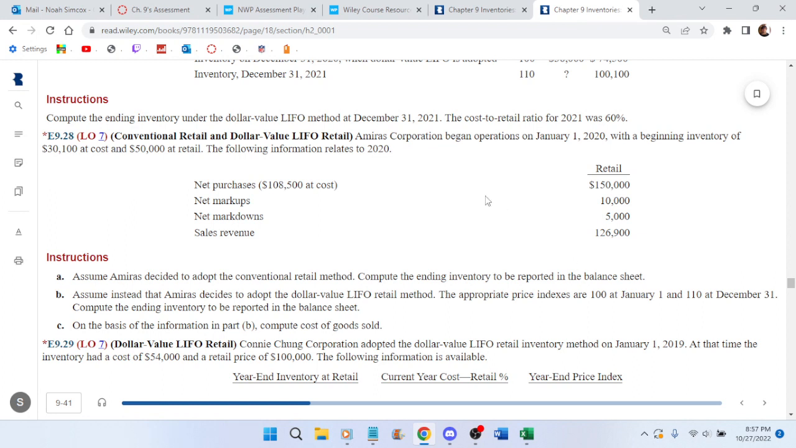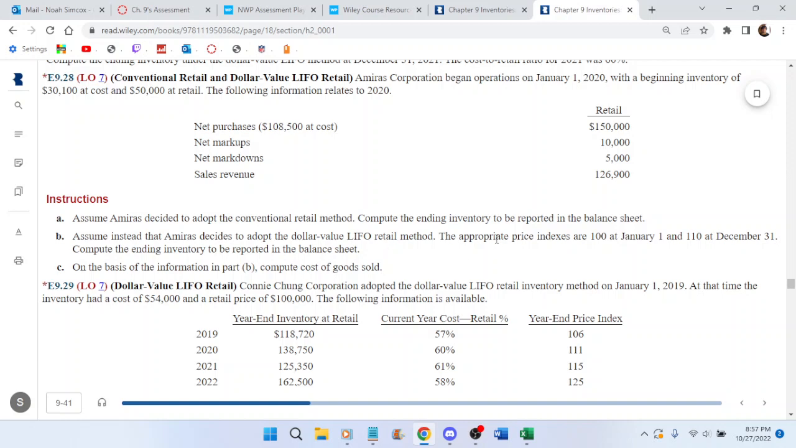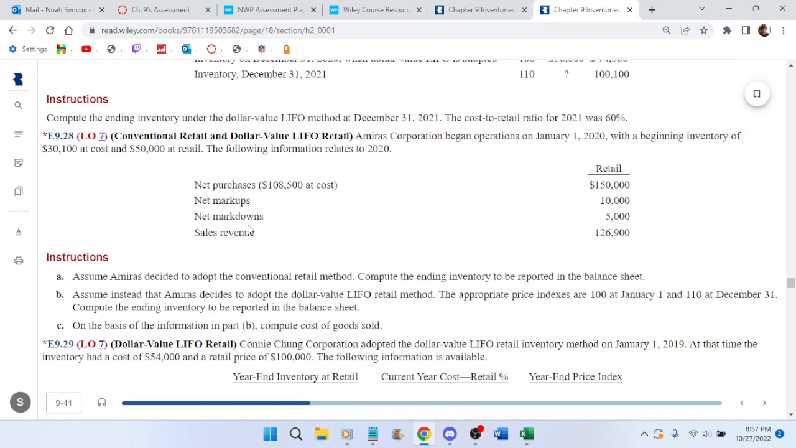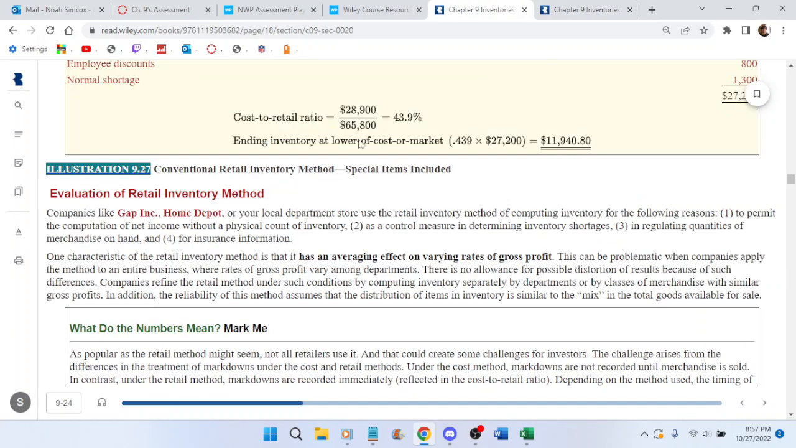Wait. And they also gave you this and this. But anyways, now they gave you the price indexes at 100 at January 1st and 110 at December 31st. Compute the ending inventory to be reported in the balance sheet. Conventional retail and dollar value LIFO retail.